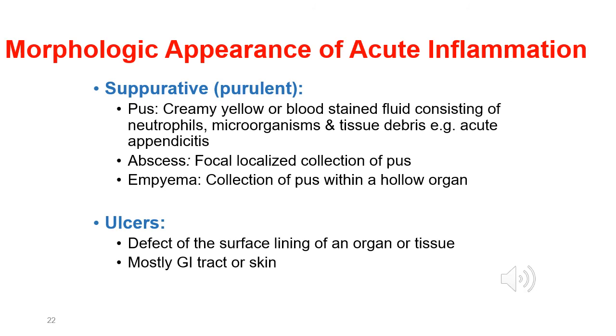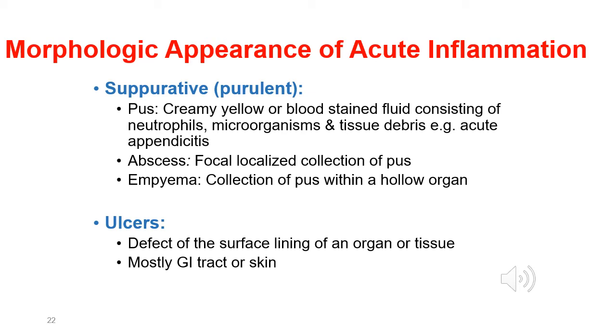The other morphological appearances of acute inflammation also include the suppurative or the purulent inflammation. And this is probably one of the most common appearances of inflammation, which is either in the form of pus, where creamy yellow or blood-stained fluid consisting of neutrophils, microorganisms, and tissue debris. The best example of that is acute appendicitis, inflammation of the appendix. Of course, we call it an abscess when there is a focal localized collection of pus. When the pus becomes localized and collected, we call it abscess.